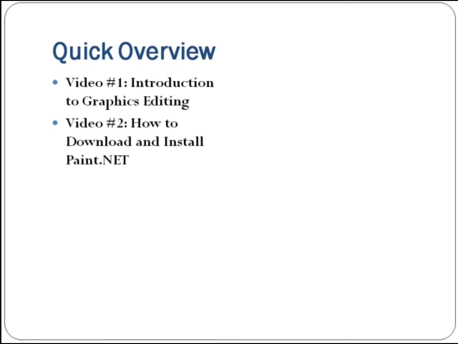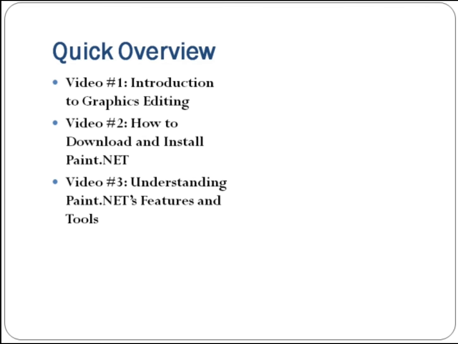Video number 2, we're going to talk about how to download and how to install Paint.net. Downloading and installing is easy, but how do you set it up and everything like that? Video number 3, we're going to talk about understanding Paint.net's features and tools. So we're going to go throughout the whole Paint.net system in terms of the basic fundamentals, and I'll show you how to use certain tools, what tools mean, and this and that. That way you have an idea of how everything works, and then you understand when we move on to video number 4 and so forth, how to actually use the system.